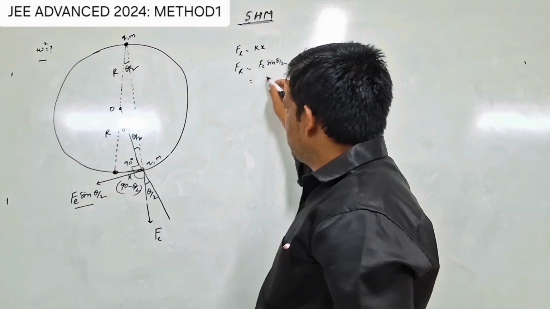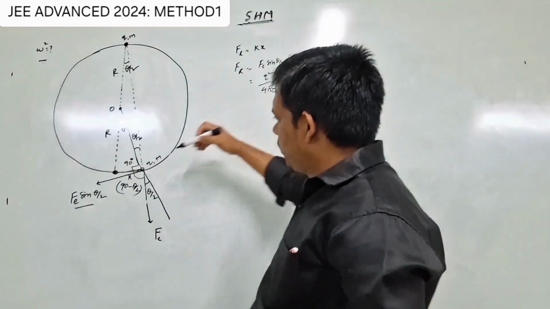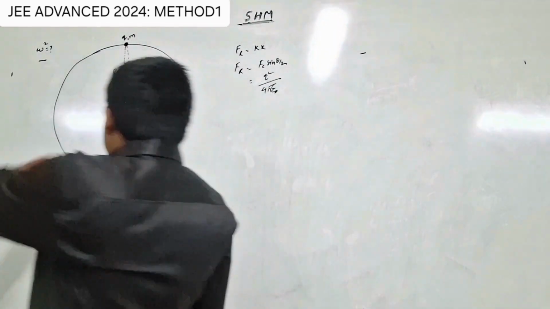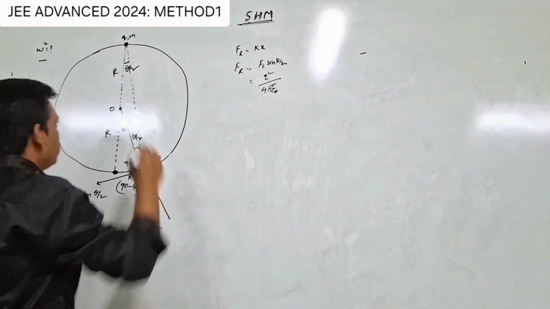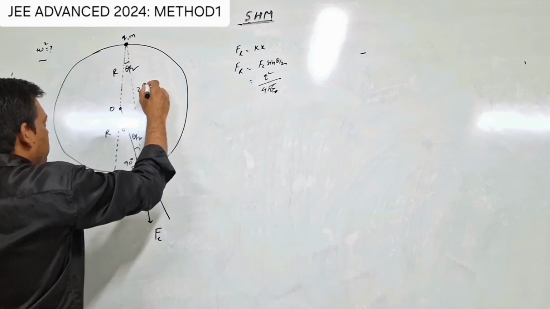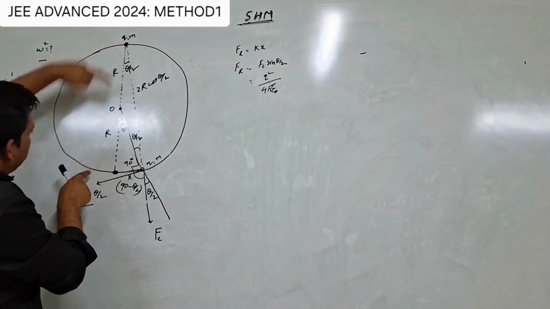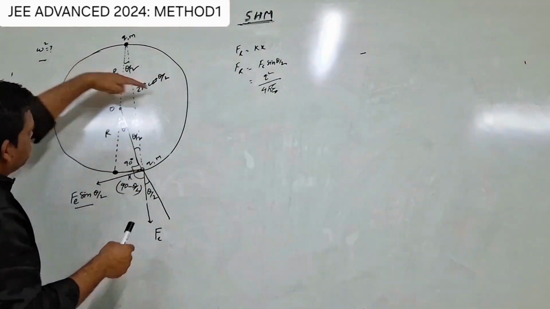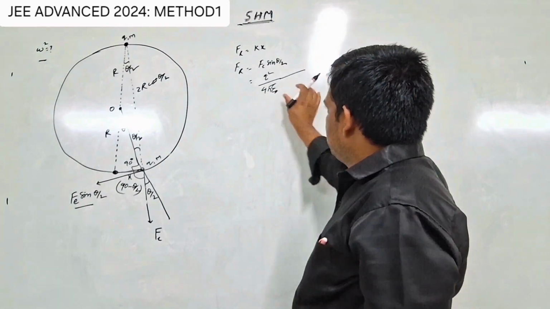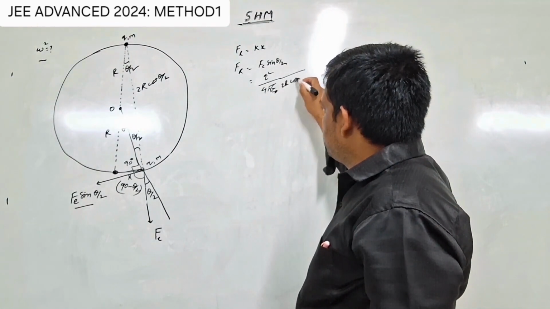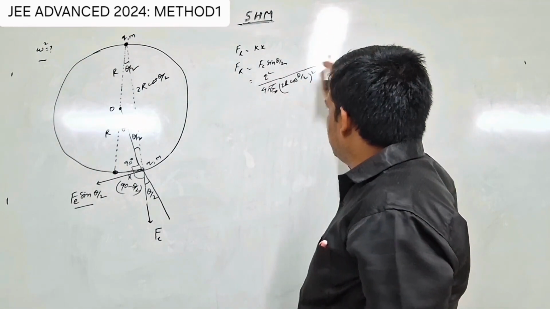And Fe is the electrostatic force, it will be equal to q square upon 4 pi epsilon naught into the distance between these two charges squared. So this is R, this is R. So the distance between these two beads will be 2R cos theta by 2. So here the distance square will be equal to 2R cos theta by 2 whole square. This is the electrostatic force, and this will be multiplied by sin theta by 2.